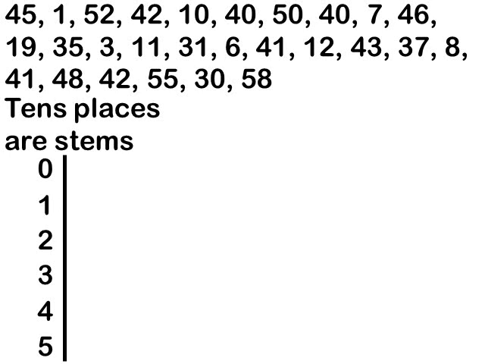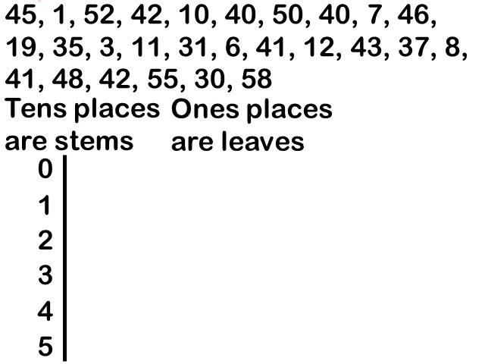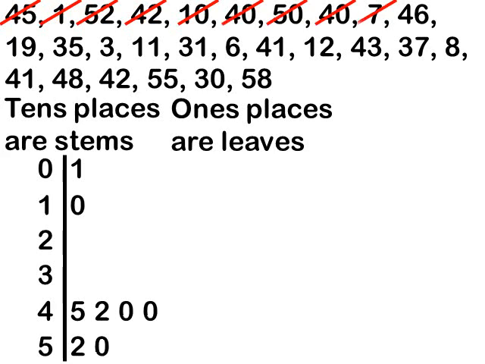If you look at the first number, you have 45. So 4 is your stem and 5 would be your leaf. So you would record a 5 in your leaf column. 1 has a 0 in the tens place and a 1 in the ones place. 52 has a 2 in the ones place, so that is going to be your leaf. We're going to continue recording all of our data.